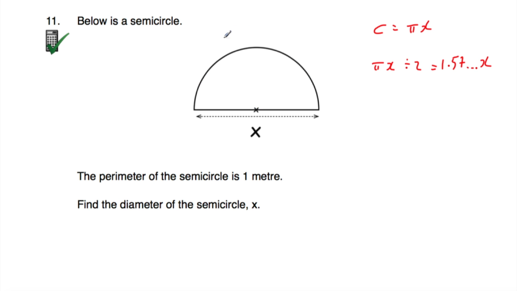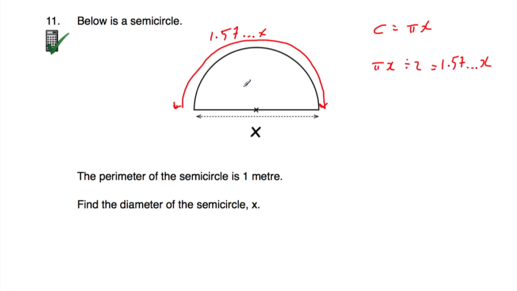So that means the length of this arc is 1.5707 and so on x. So that's the length of this arc going from here around to here. Okay, so we've got the length of the arc, we've got the length of the diameter, which is x, or 1x, and we're told the perimeter of the semicircle is 1 meter.